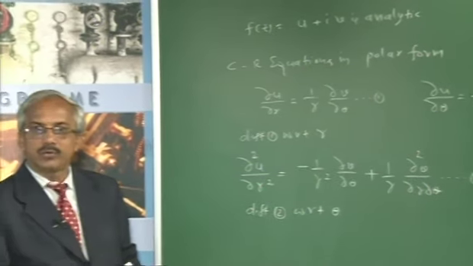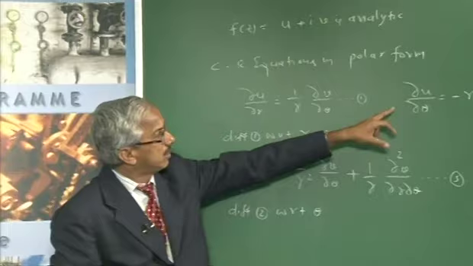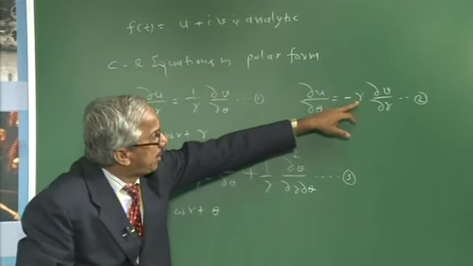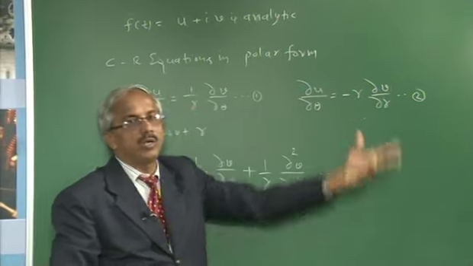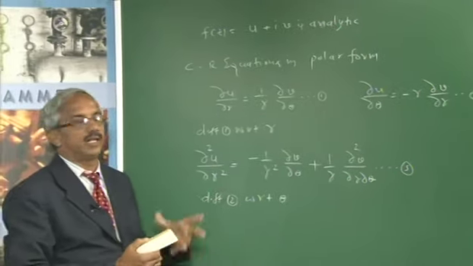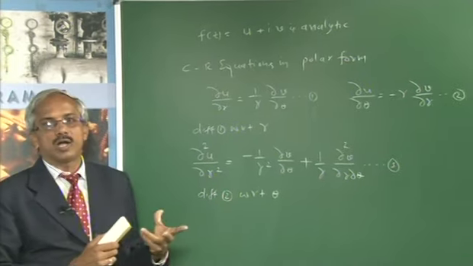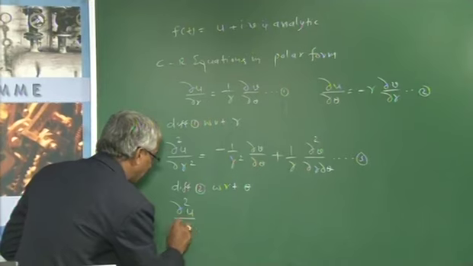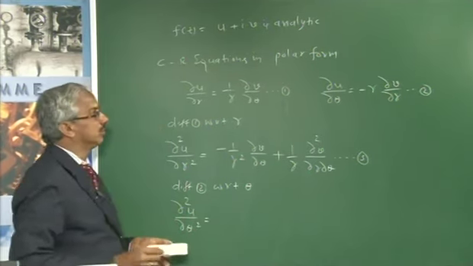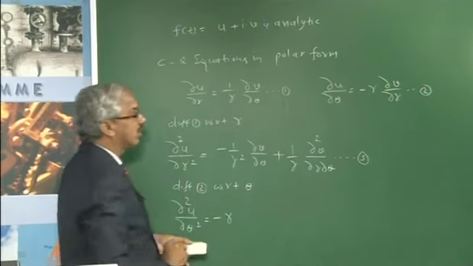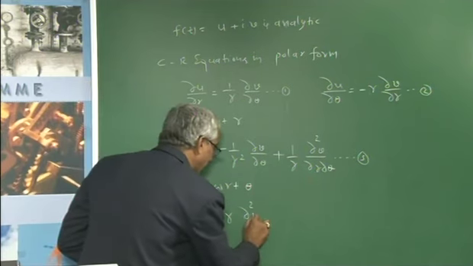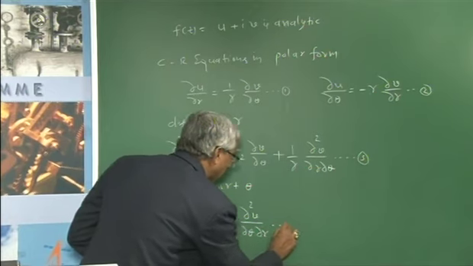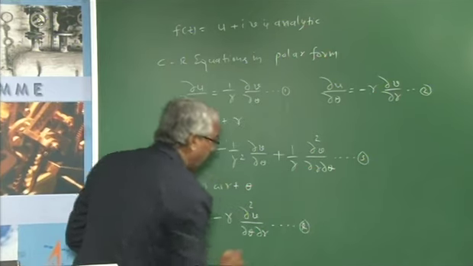Differentiate 2 with respect to theta means here you observe that dou u by dou theta is equal to minus r times dou v by dou r. With respect to theta partially, r is constant, and dou v by dou r is also a function of r and theta, therefore you differentiate it with respect to theta. That is, dou square u by dou theta square is equal to minus r, which is constant, times dou square v by dou theta dou r. I can take that as 4.